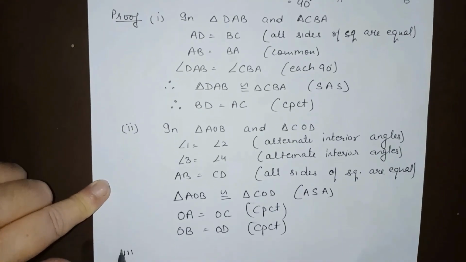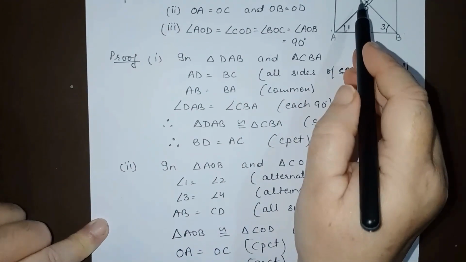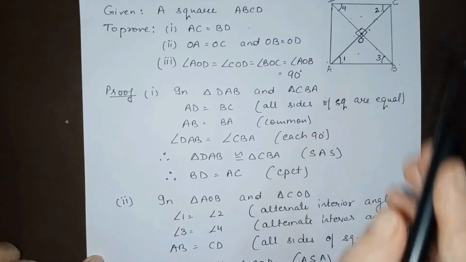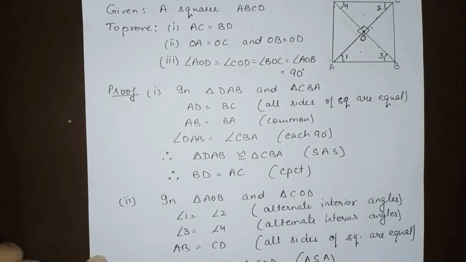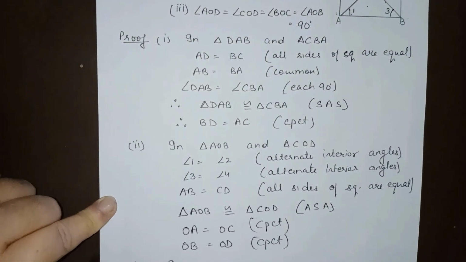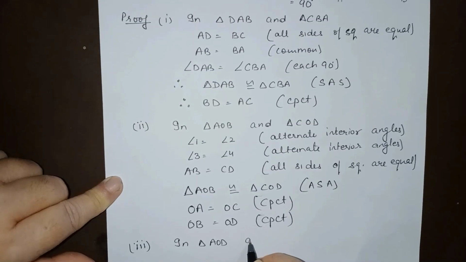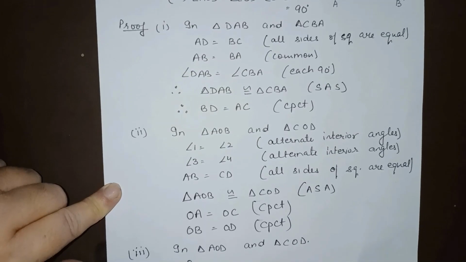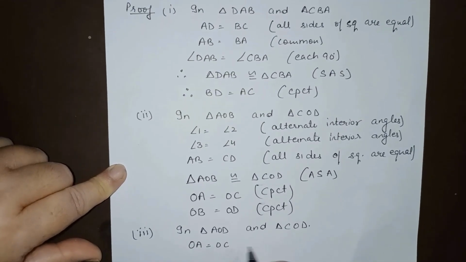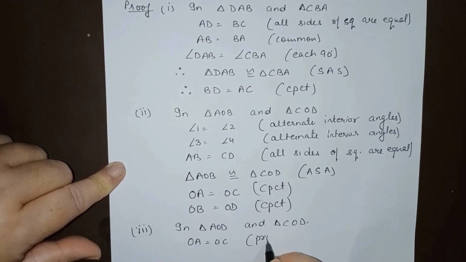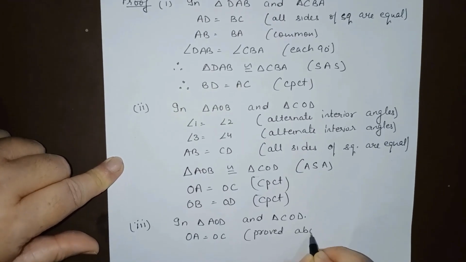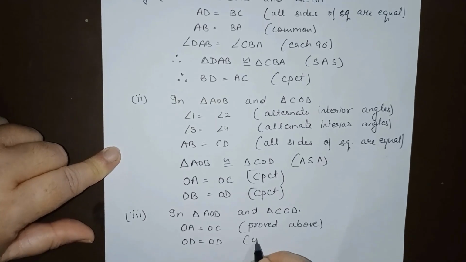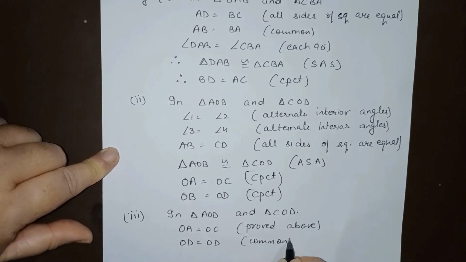Now come to the third part. We have to prove that each angle is 90 degrees. At O, the diagonals bisect each other at 90 degrees. Now for this, we will take triangle AOD and triangle COD. We have OA is equal to OC. This we have proved above. Then we have OD is equal to OD. This is a common side.